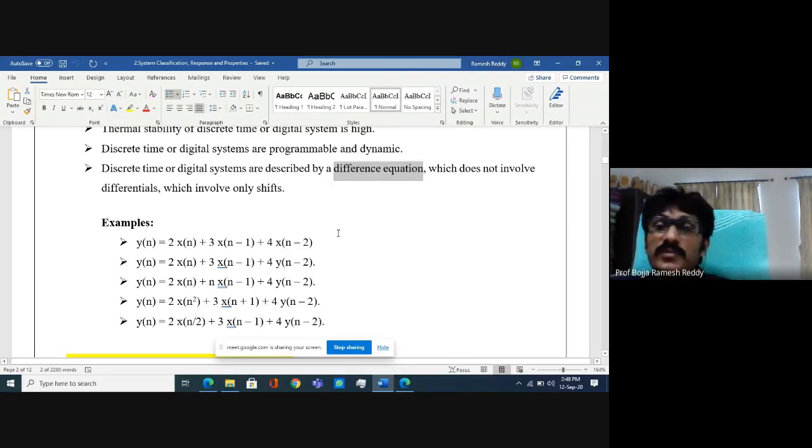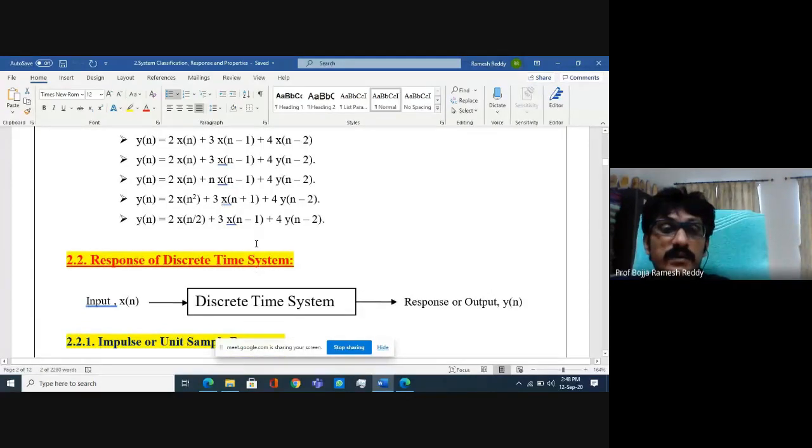A differential equation represents a continuous system. A differential equation involves differentials, and a difference equation involves only shifts in the form of past outputs and past inputs. So these are the examples.